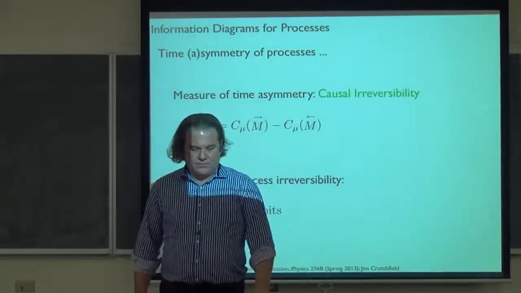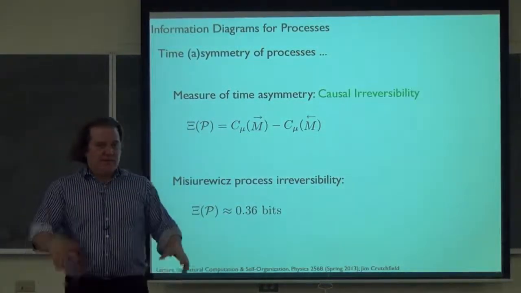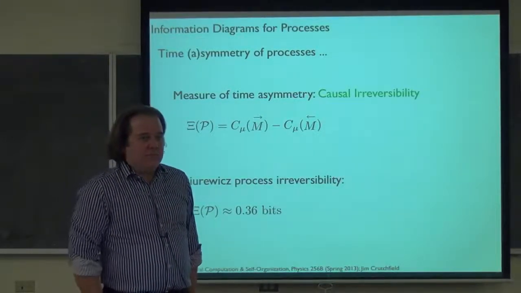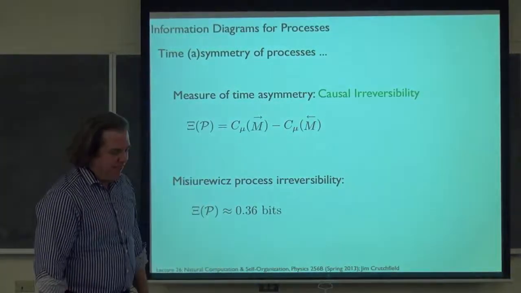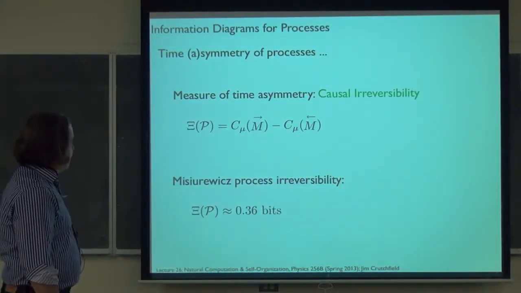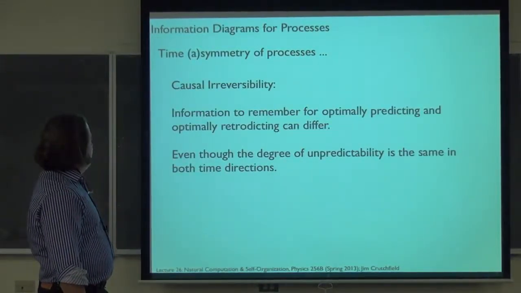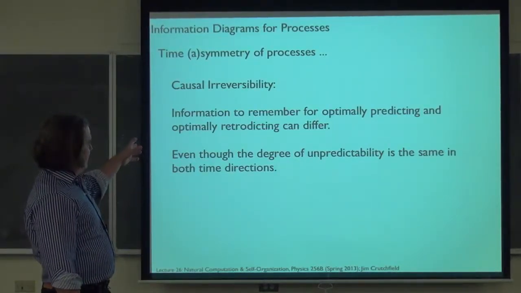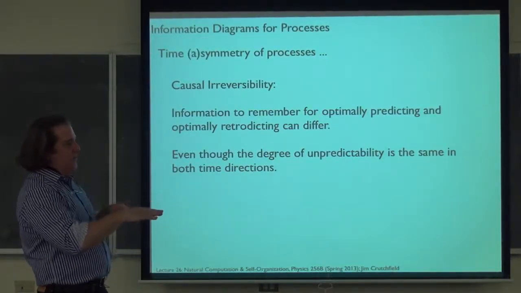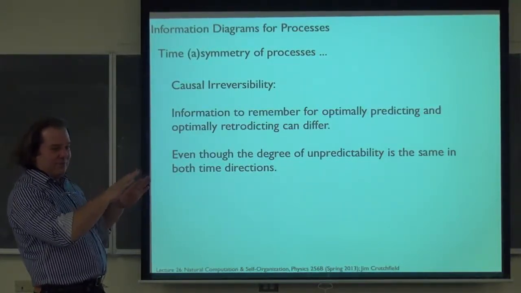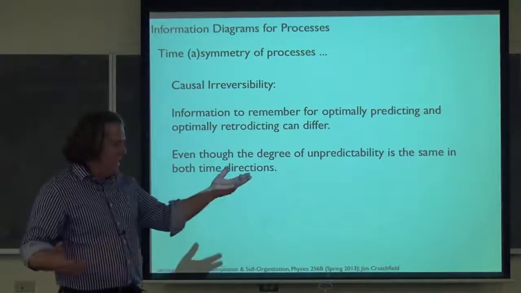In the case of the Misarevich process, we had about a third of a bit difference in state information. Had to use more state information to predict than to retrodict. Okay, so causal irreversibility. Just to summarize, the information that you need to remember in order to optimally predict and optimally retrodict can differ, even though the amount of unpredictability is the same in both directions.